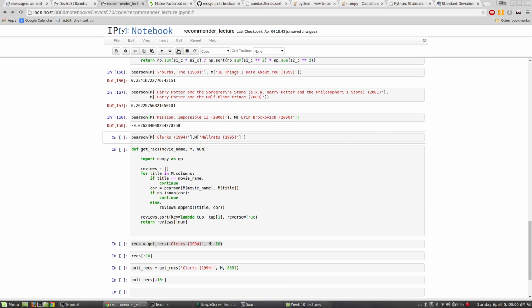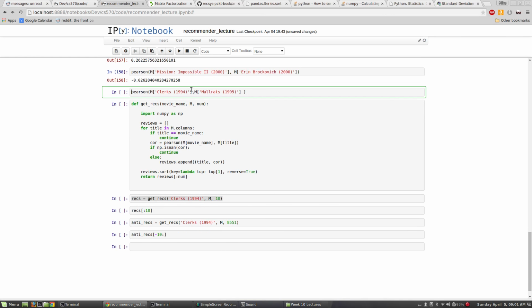All right. You can see that these two movies actually have a negative correlation coefficient. So people that like one are unlikely to like the other and vice versa. So if I were to rate Mission Impossible high, I would likely rate Erin Brockovich low, or vice versa.